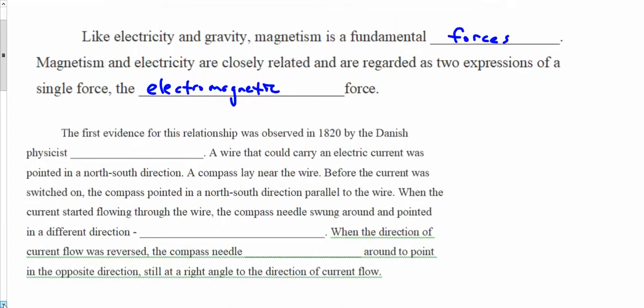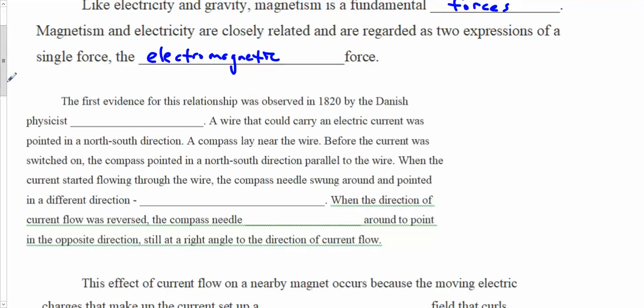So the first evidence of this relationship was by this guy, Oersted, 1820. A wire that could carry an electric current was pointed north-south, so I'm going to try and draw this. So here is my wire, and we'll say that this is north. Before the current is switched on, I've got a compass here, and it's pointing north. Nothing's happening with this wire just yet. It's just near the wire.